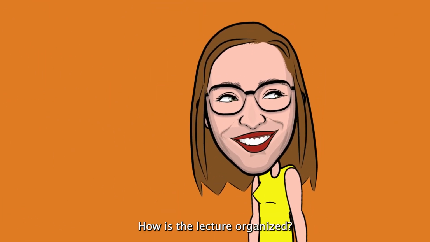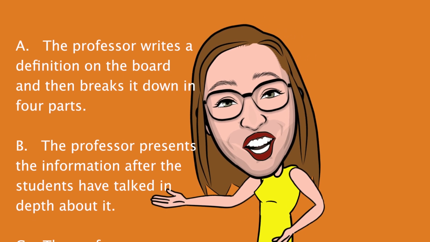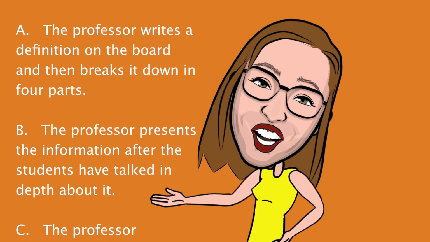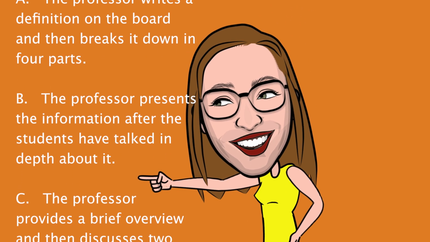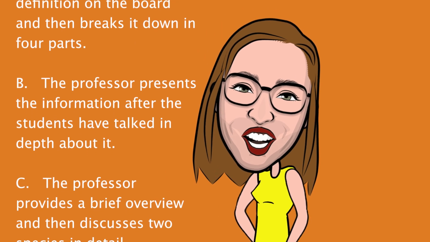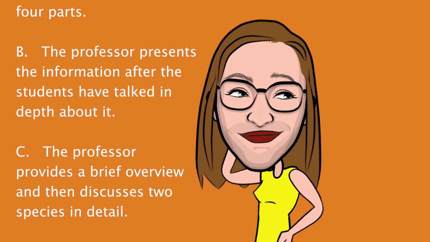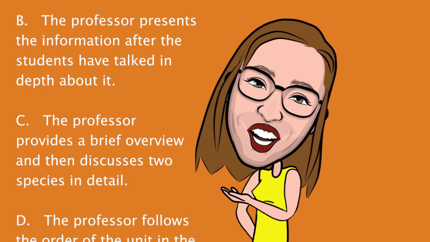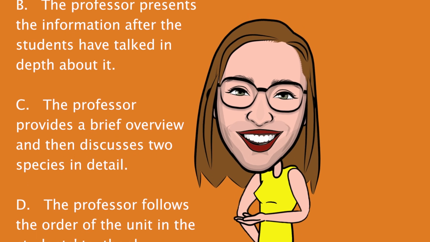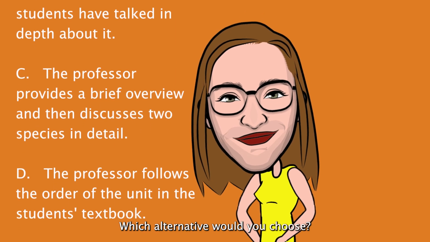Question: how is the lecture organized? A. The professor writes a definition on the board and then breaks it down into 4 parts. B. The professor presents the information after the students have talked in depth about it. C. The professor provides a brief overview and then discusses 2 species in detail. D. The professor follows the order of the unit in the student's textbook. Which alternative would you choose?